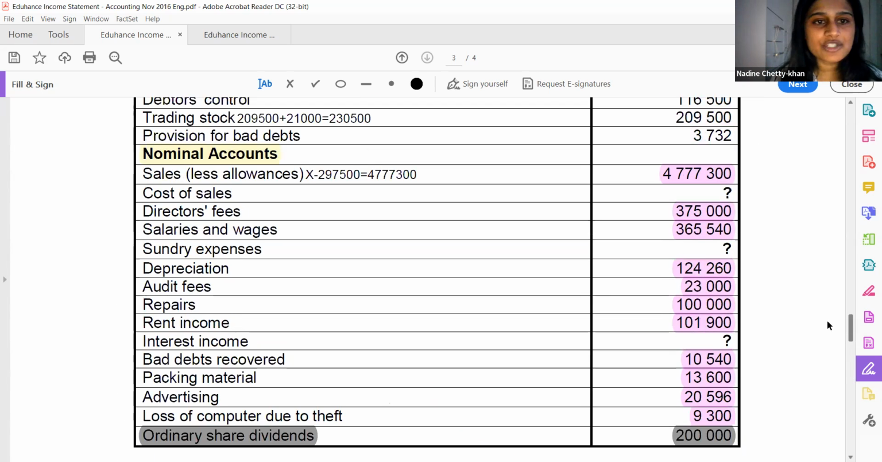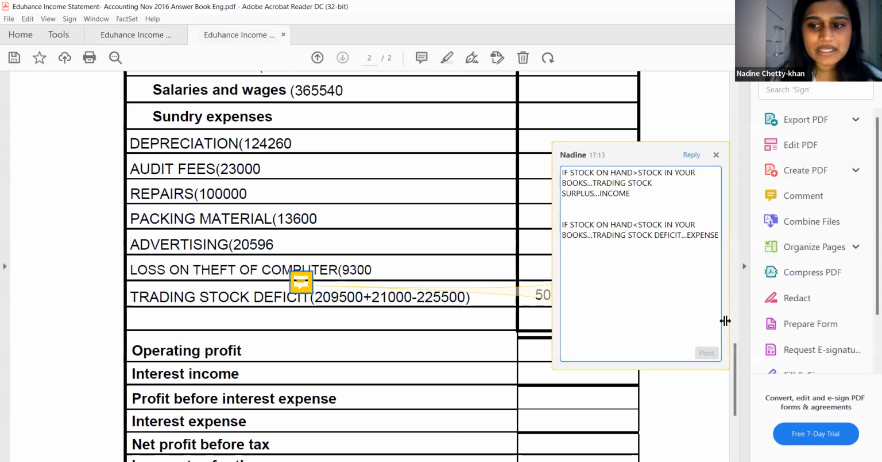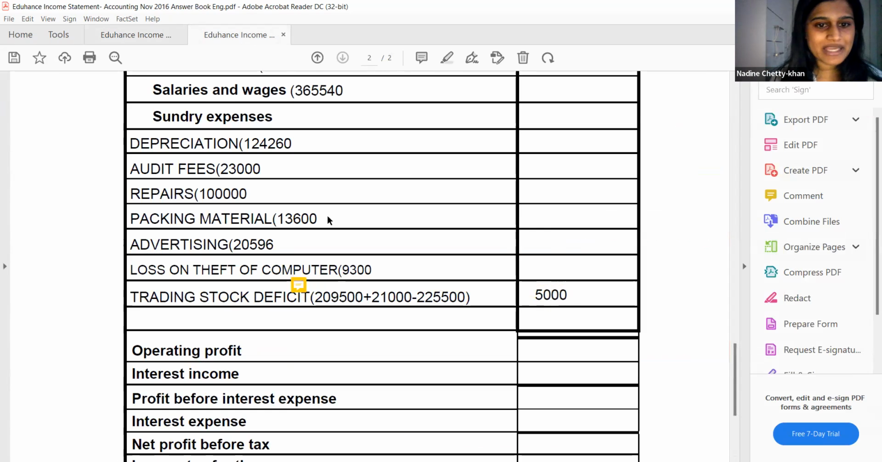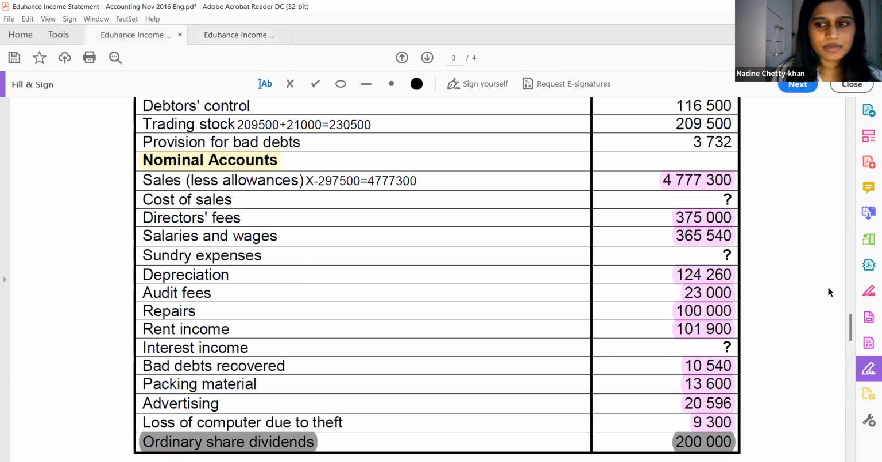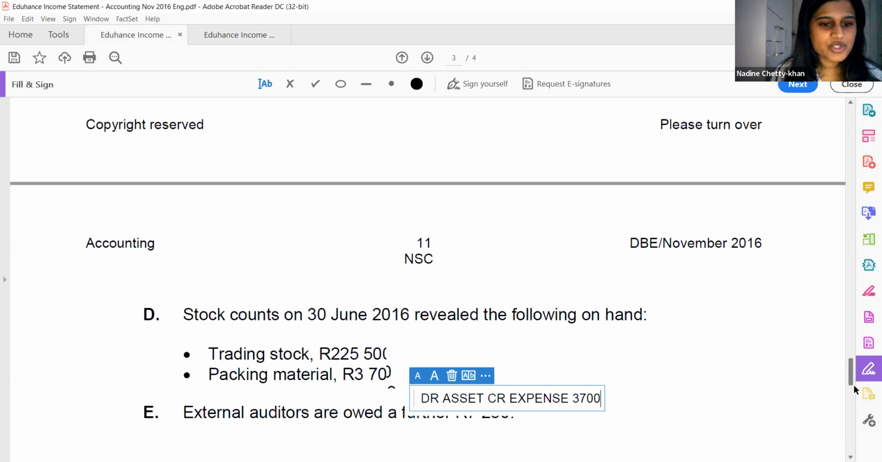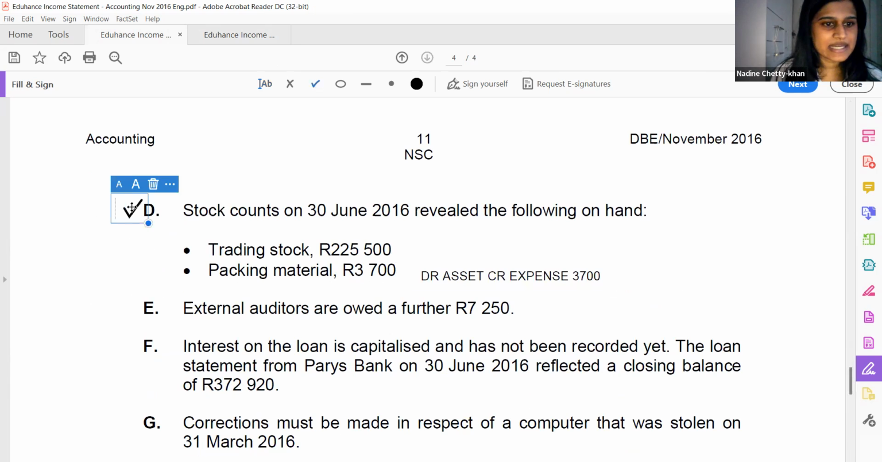And how do we take it out of our expense? We are going to credit the expense. So we're going to go to packing material. I'm going to minus 3,700. Just go back to that. Okay. Let's see how we're doing so far. Okay, part D, excellent, done.